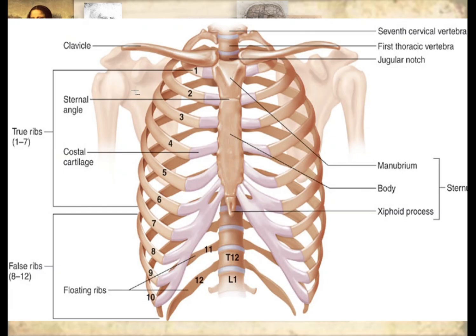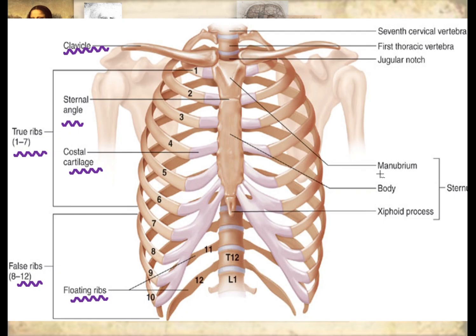So as you can see here, this is the clavicle, okay, and the true ribs here are 1 to 7, and the false ribs here are 8 to 12, and the floating ribs are 11 to 12, right? So true ribs or vertebrosternal ribs are 7 pairs. Okay, this is the sternal angle. Okay, this is the sternum. Okay, and this is the costal cartilage. So here the true ribs are 7 pairs, then false ribs are 8 to 12, that means 4 pairs, right? And the floating ribs are 11 to 12, right?